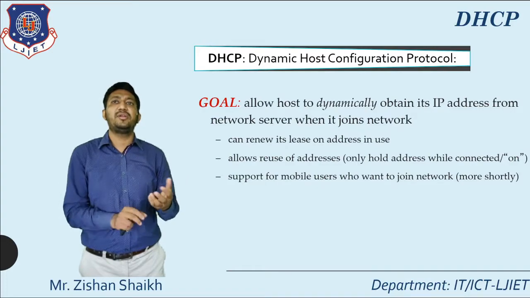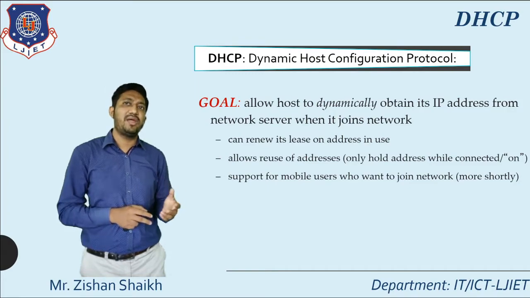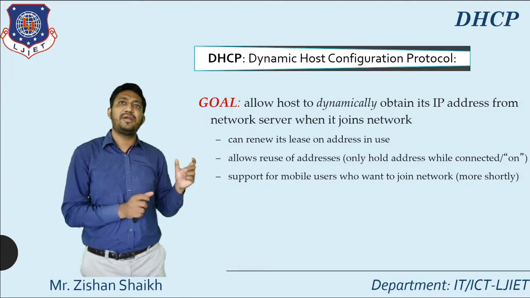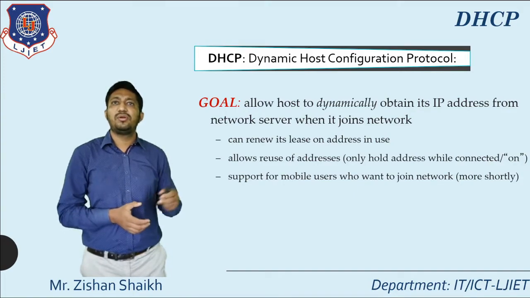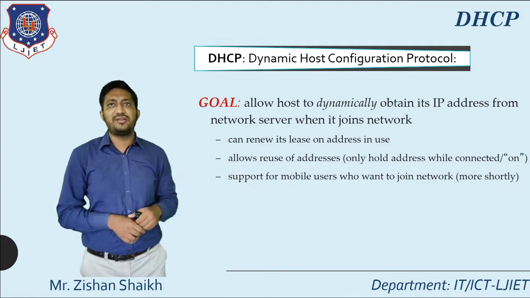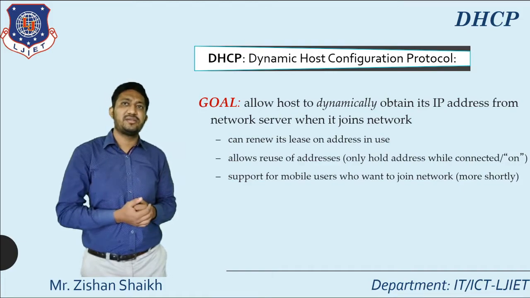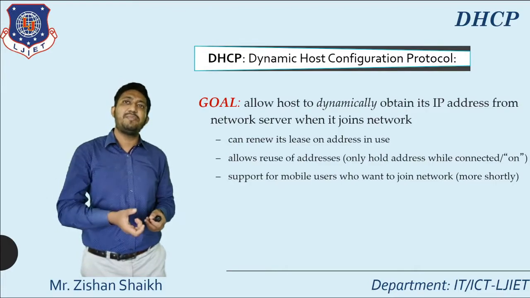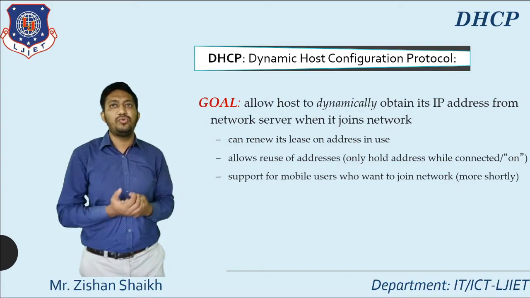But if the number of devices changes periodically, and we want to assign IP addresses automatically, we can use this concept. The basic fundamental of DHCP is to allow the host to dynamically obtain IP addresses. What is the benefit? We can renew the list of IP addresses in use. It allows the reuse of addresses, because once I assign an IP address to one device, after that task is completed the device is disconnected, and the same IP address can be assigned by the DHCP server to a new device. So there is no creation of a new IP here.